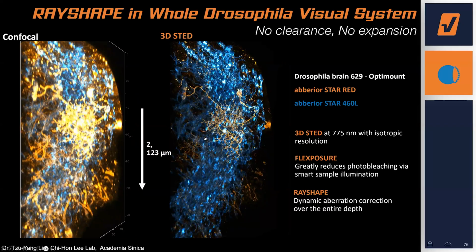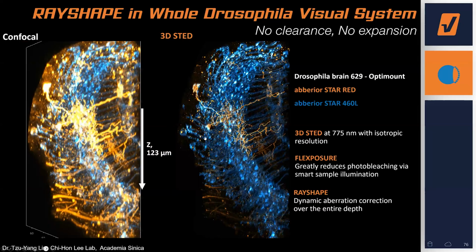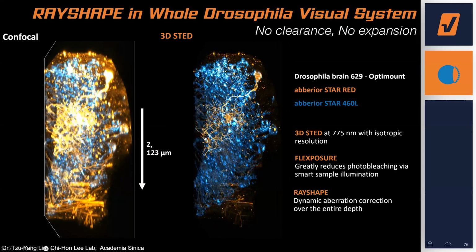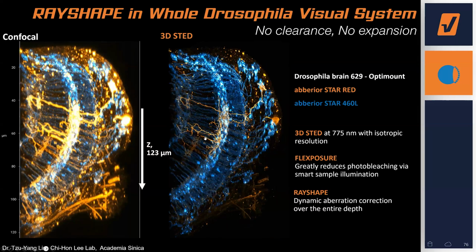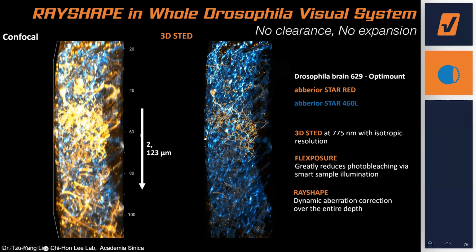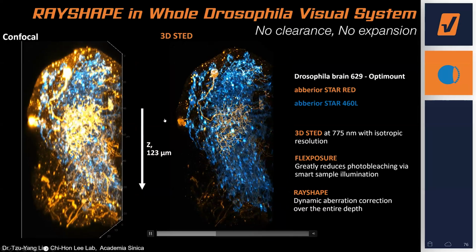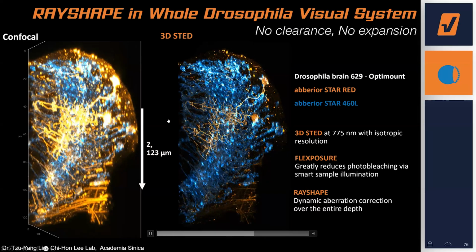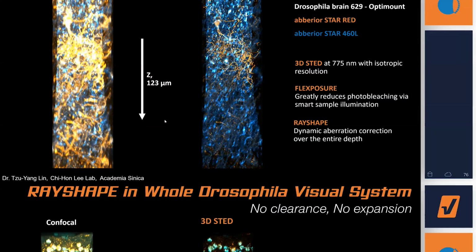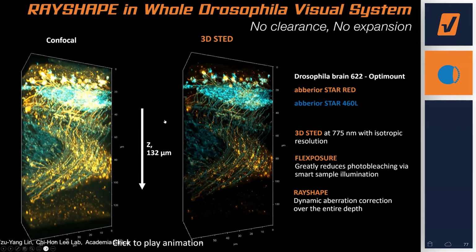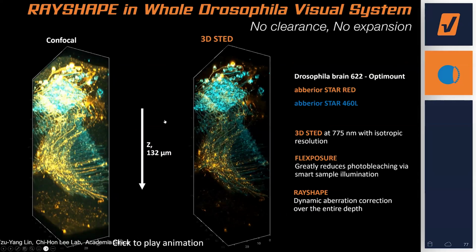They use the flex exposure to protect the sample from bleaching because you are doing volume imaging, and then they use ray shape to correct the light distortion deep into the tissue. Actually, the institute, they are very happy. Later everybody is trying to image and repeat their previous data with our 3D STED MIRAVA.